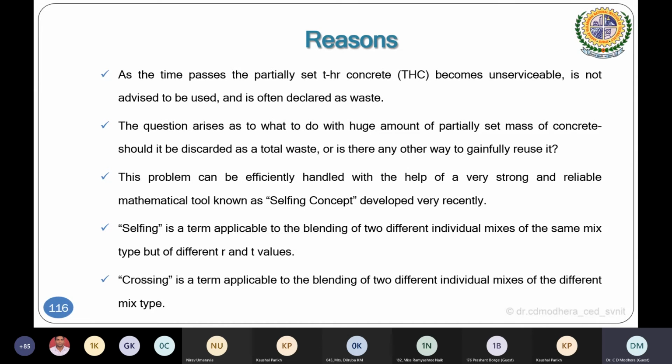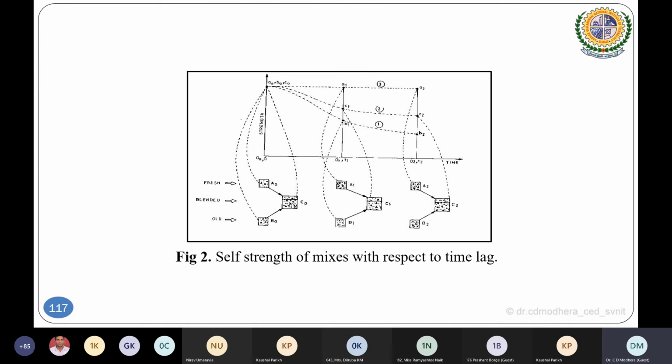Selfing is applicable to the blending of two individual mixes of the same mix type, but of different R and T values. What does R mean? R is the ratio of old mix to fresh mix. Crossing is the term applicable to the blend of two different individual mixes of different mix types. Now it must be visualized.